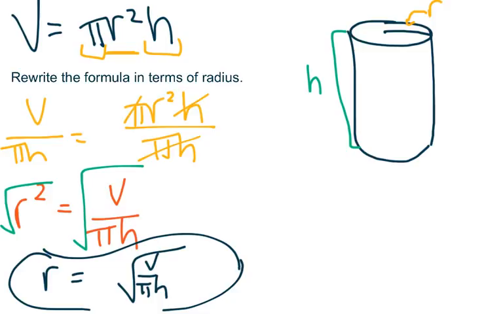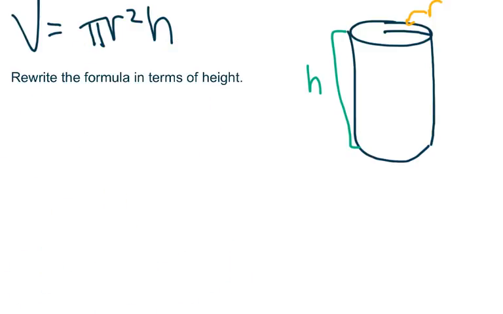And we've rewritten this formula in terms of the radius. Now all we have to do is plug in the values for volume and height in order to calculate the radius. Let's try that again and rewrite this formula in terms of height this time. Well, this should be a simple one. Volume equals pi r squared h.